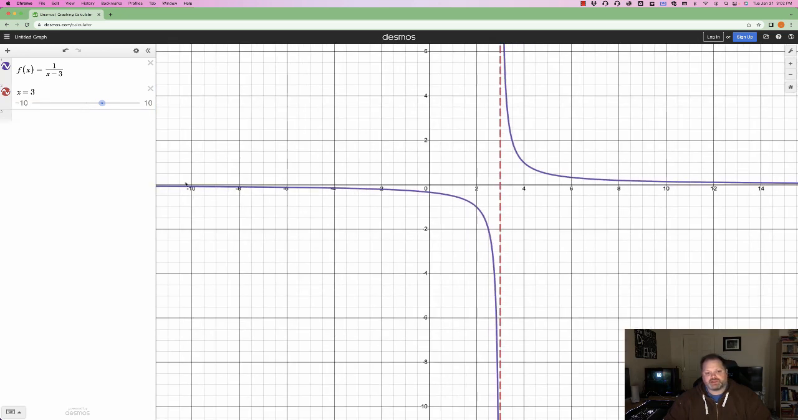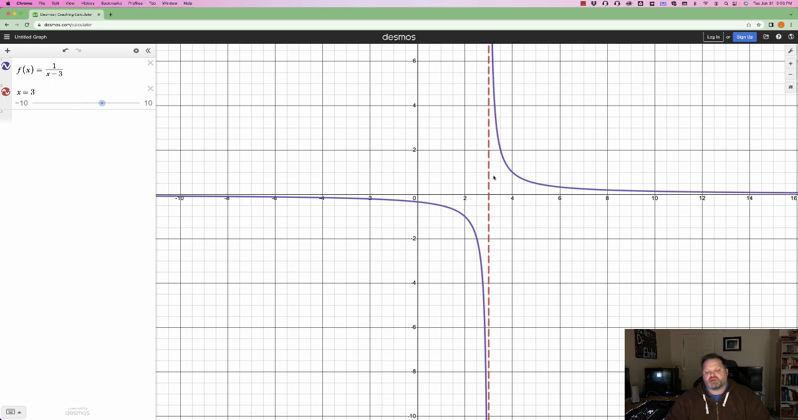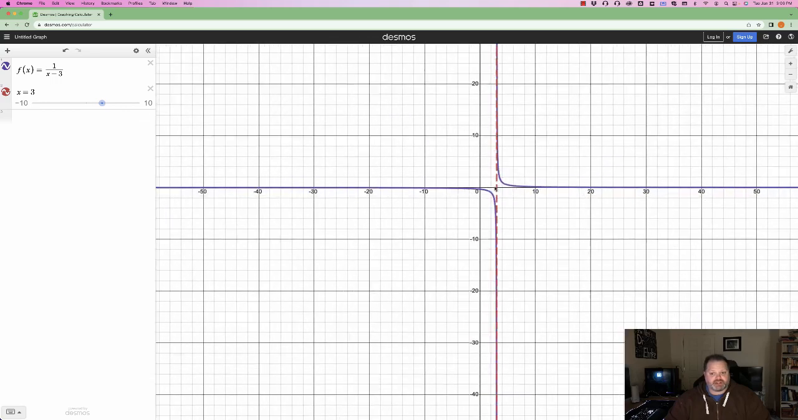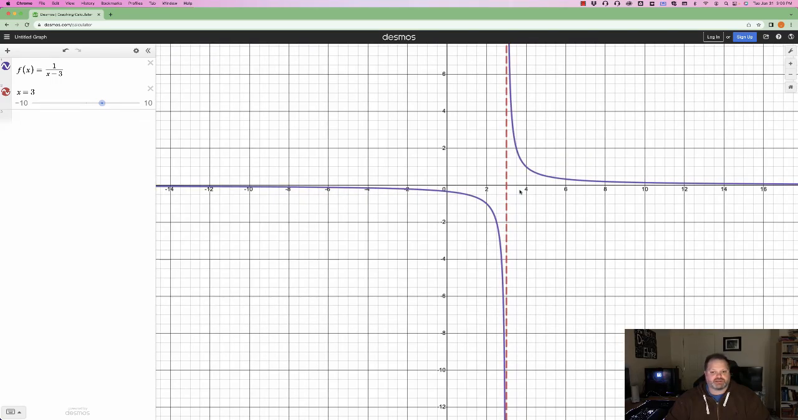And here you can see the limit from the left is negative infinity, the limit from the right is positive infinity. We'll talk about how to find those limits in the next section. But for now, I just want you to know that this type of behavior, this vertical asymptote behavior, is a discontinuity. It's a discontinuity because the limit doesn't exist at that point and the function value doesn't exist at that point because both are infinite. So we call these infinite discontinuities.